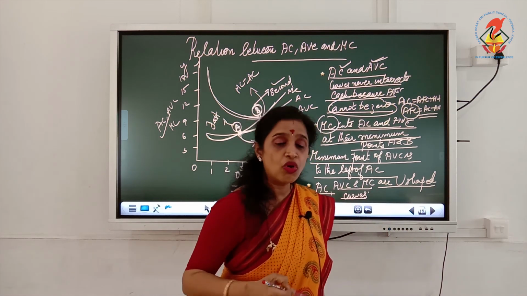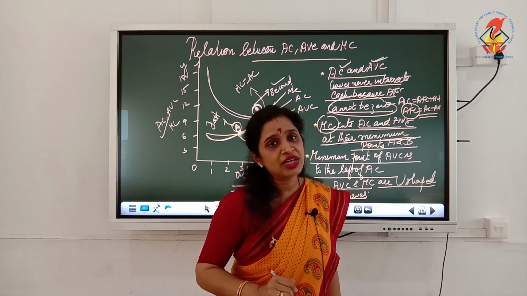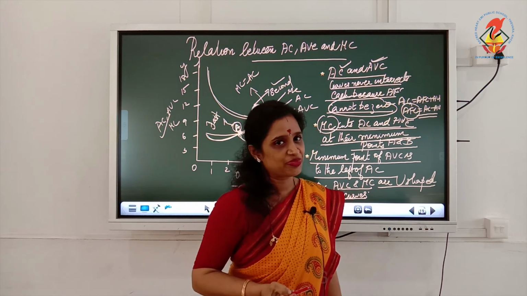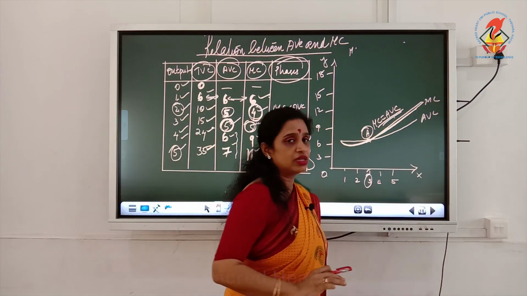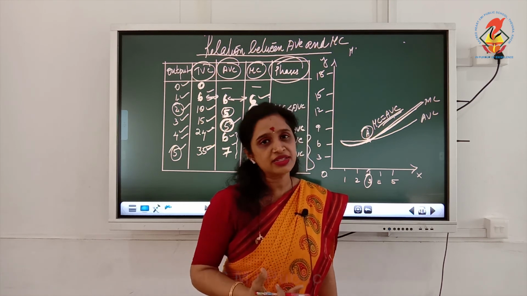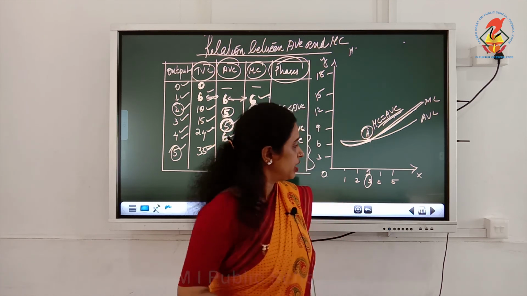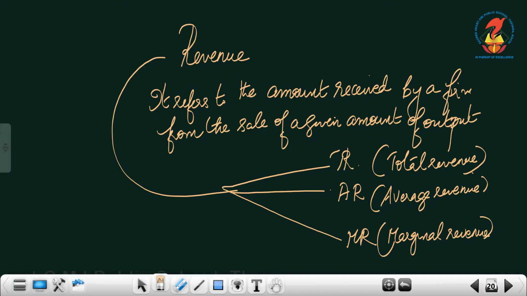We know that all the three are U-shaped curves, falling, reaching the minimum point, and after that rising. Now I hope the relationship between the curves is clear to you. The relation between AC, AVC and MC is very clear to you. Now we will move on to the next topic of this chapter, that is revenue. There is productivity, cost, and the last topic is revenue.